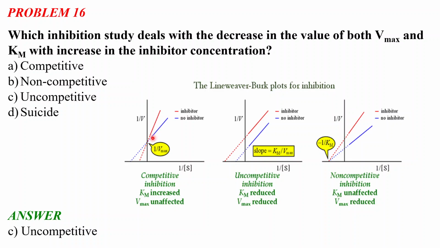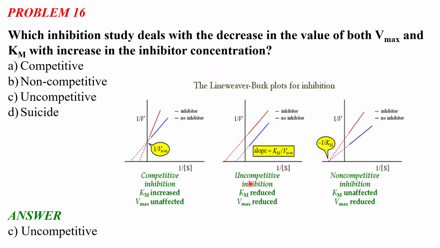As you can see in both cases, these lines intersect on the y axis at the same point. It means the value of the intercept is the same. The value of the intercept is 1 by Vmax. If 1 by Vmax is the same, it means Vmax is unaffected, and since the slope is increasing, the Km is increased. The slope is Km by Vmax. As you can see, with the inhibitor the slope is increasing; the red one is much steeper. So with an increase of inhibitor concentration, the Km is increased, but the Vmax is unaffected.